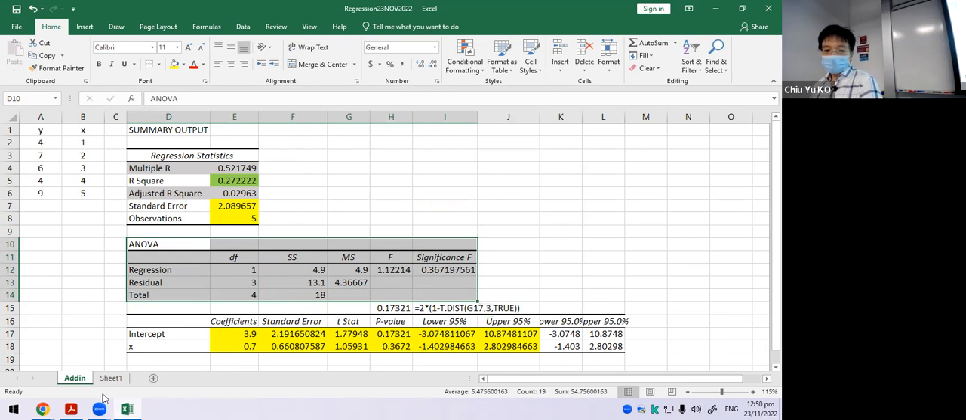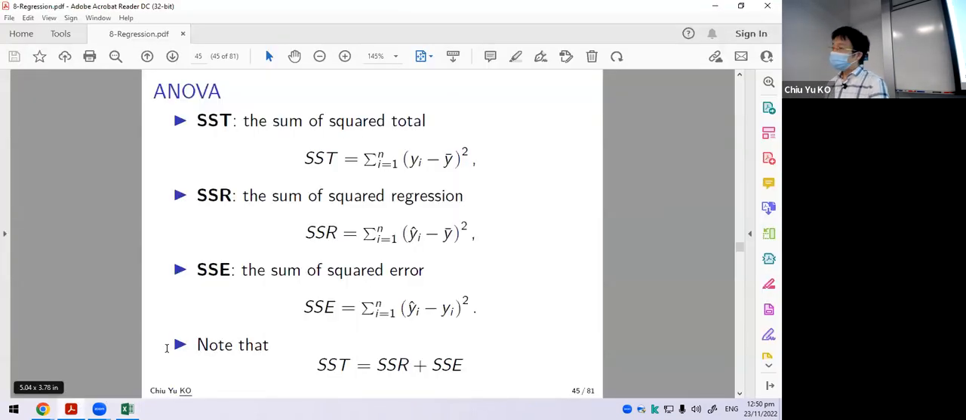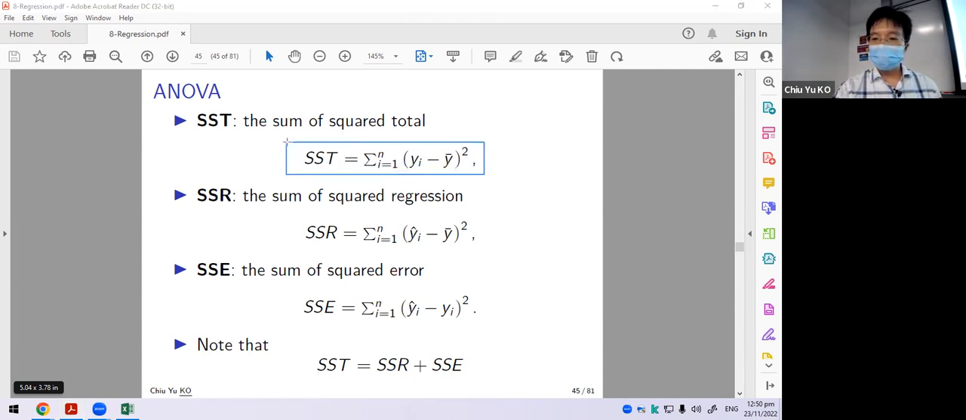Okay, so ANOVA is comparing variance. As you will see later, that's why we do the F test. The idea is very simple. ANOVA is analyzing variance. That means that I will divide things into 2 parts. The first part we're going to call SST, same as what we have learned in the ANOVA.